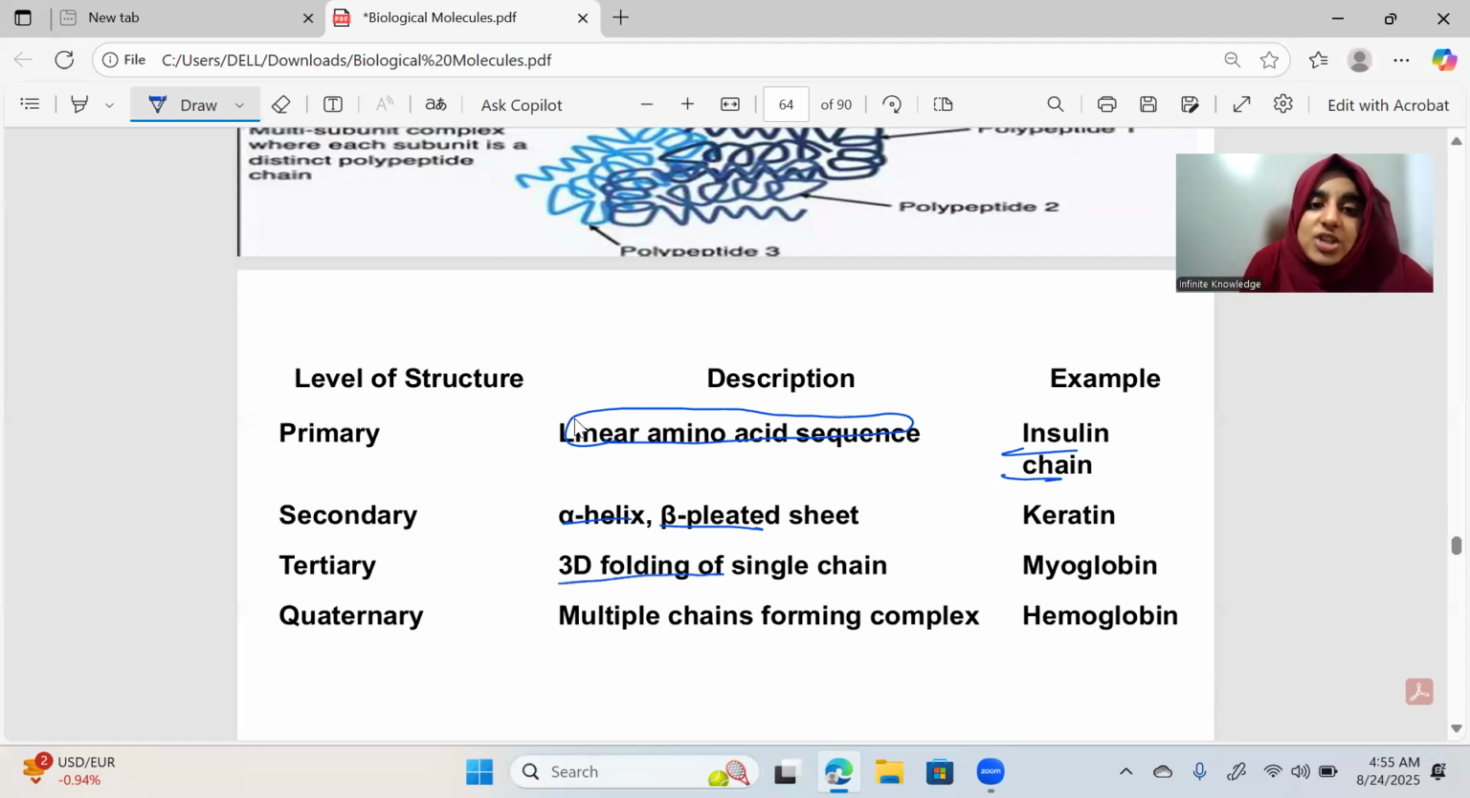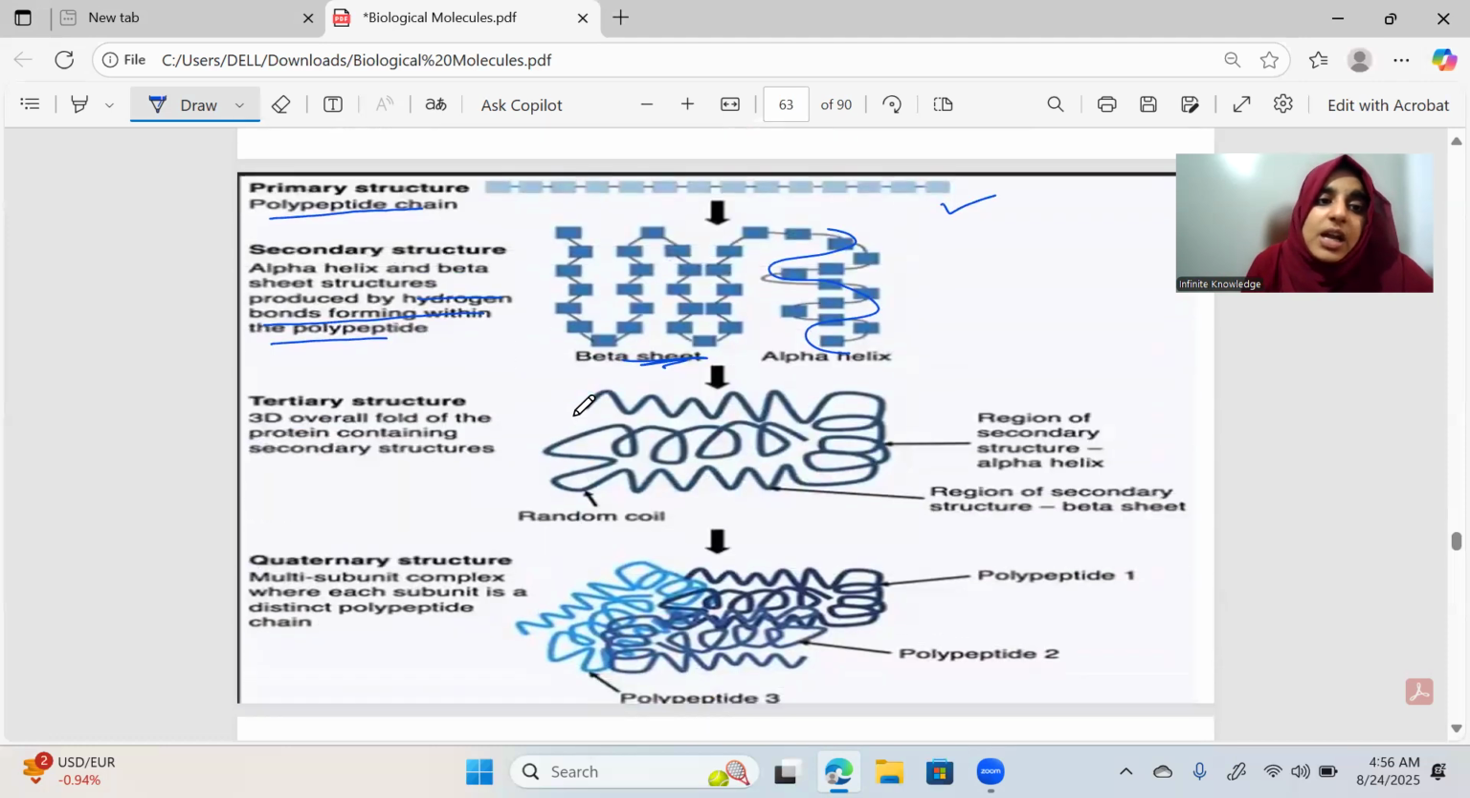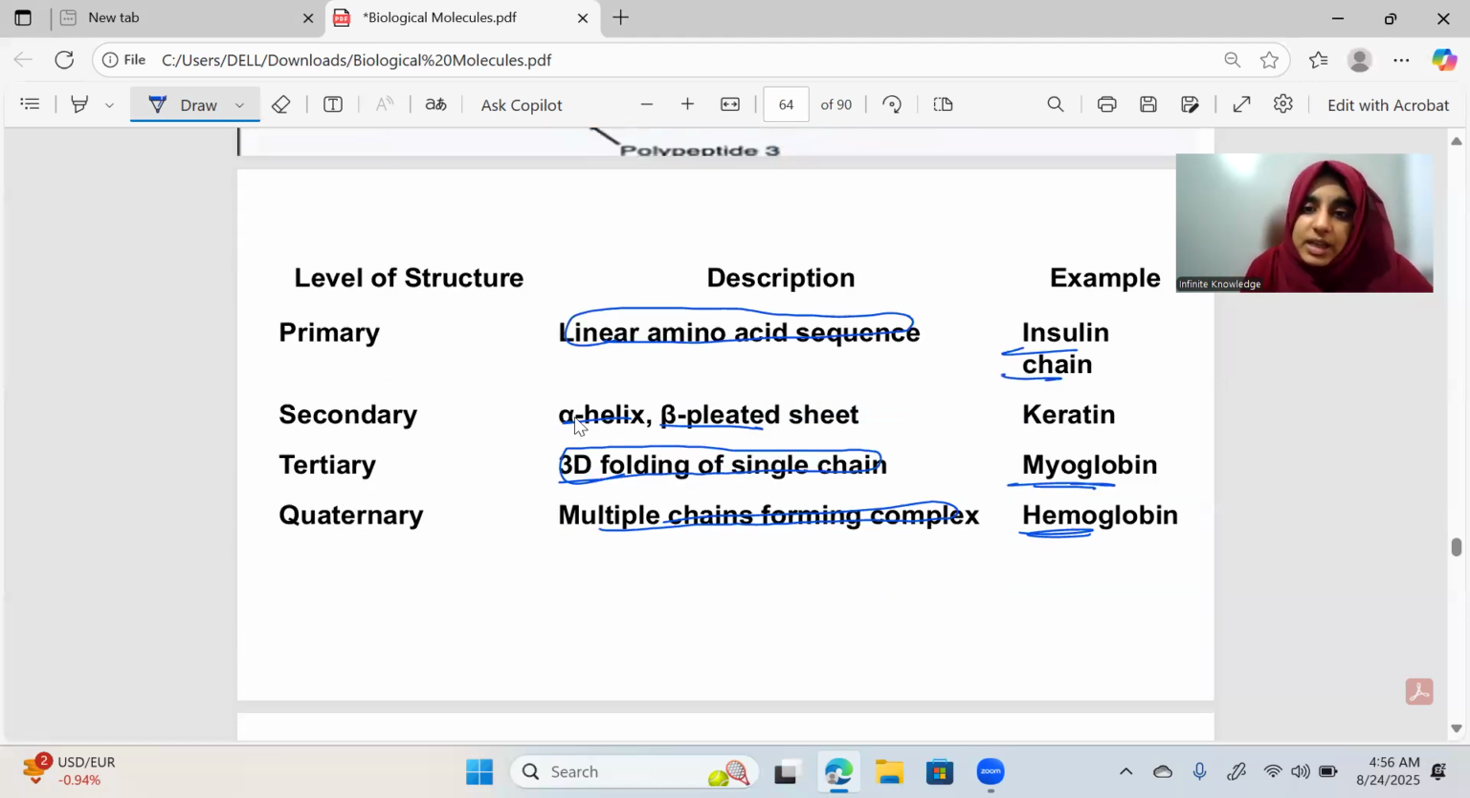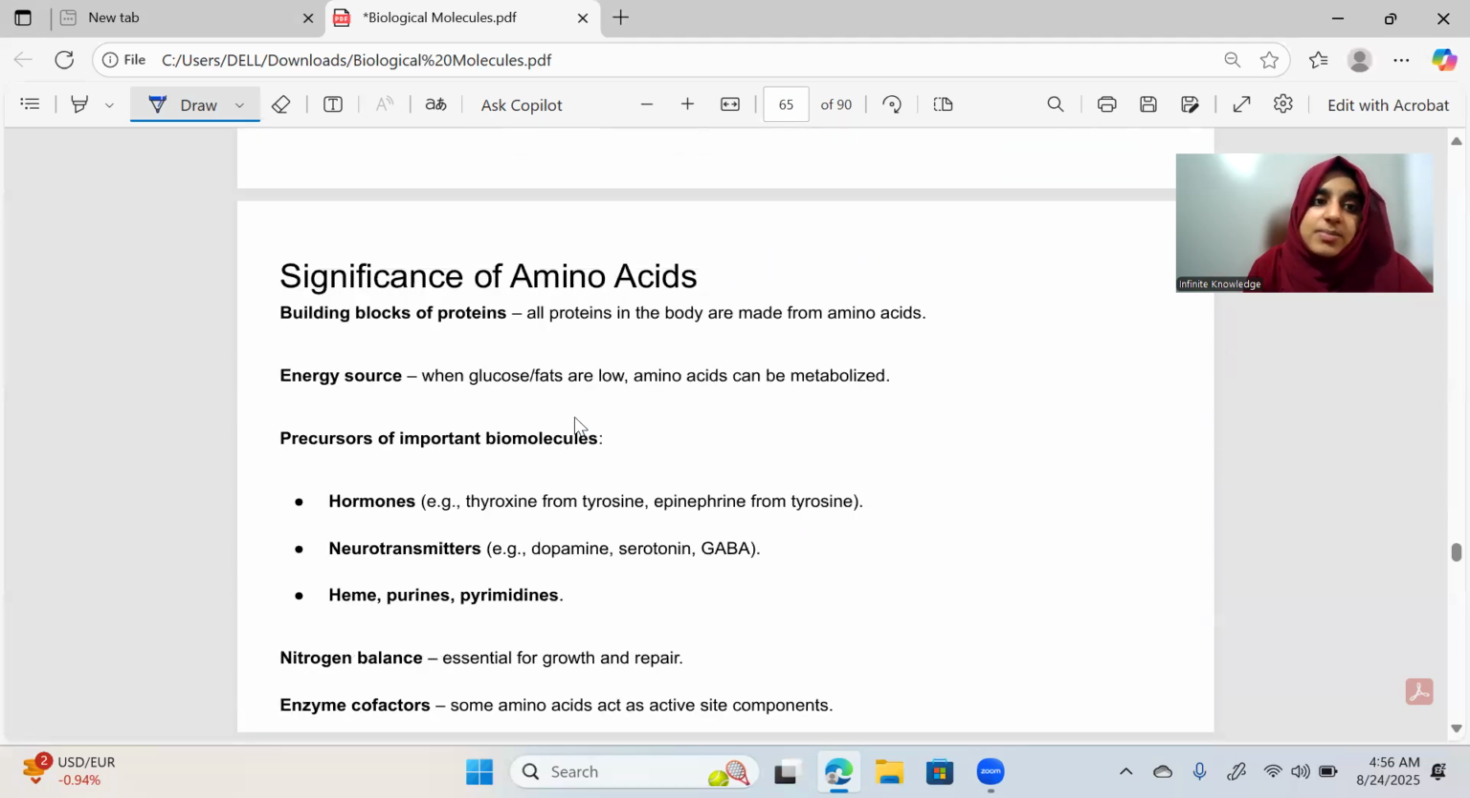Now, what is tertiary? Tertiary is the 3D folding of a single chain, and the example over here is myoglobin. And quaternary is multiple chains forming a complex, and the example is hemoglobin. See over here, tertiary structure is the random coiling structure over here, and this is the region of the secondary structure of the alpha helix, right? And it is a 3D overall folding of the protein containing the secondary structures. This is the tertiary structure. And what is quaternary? Quaternary means that two or more polypeptides are jumbled up together into a 3D structure, and the example over here is hemoglobin, whereas for tertiary it is myoglobin, right?